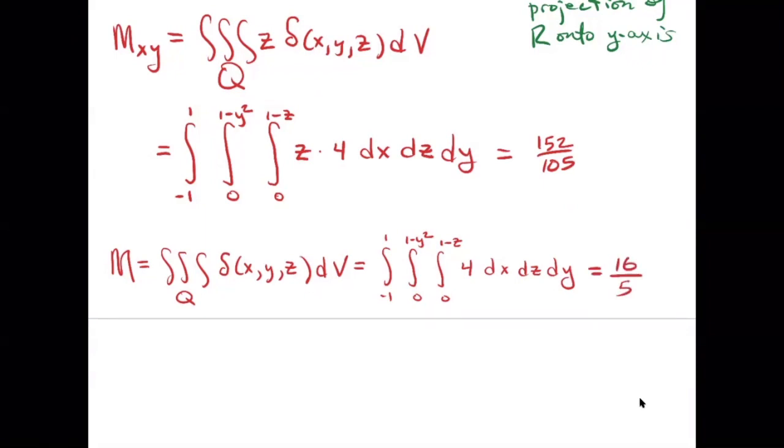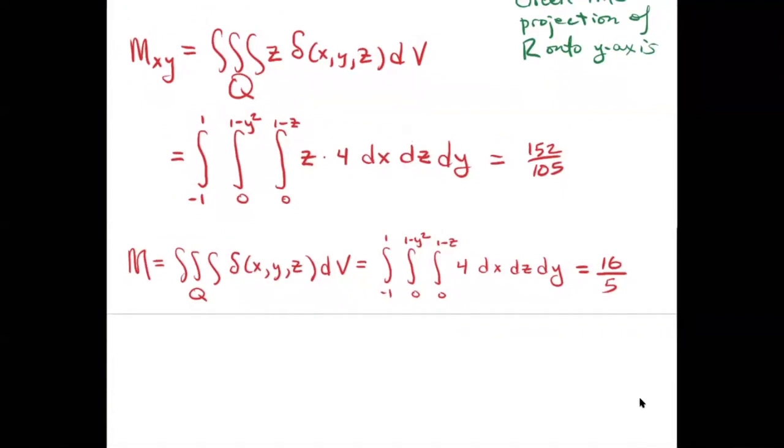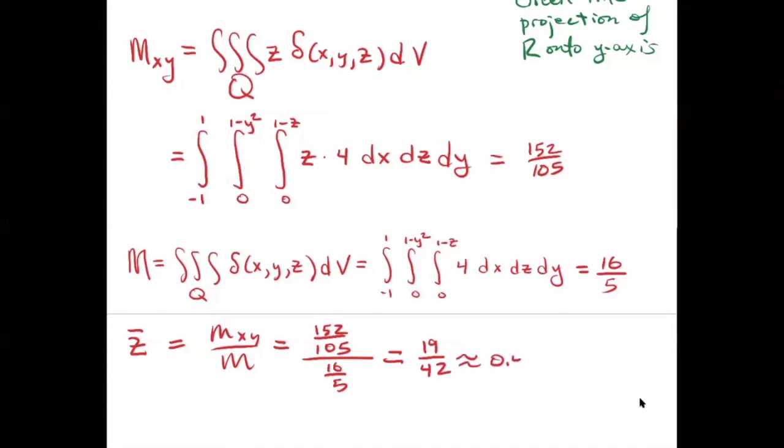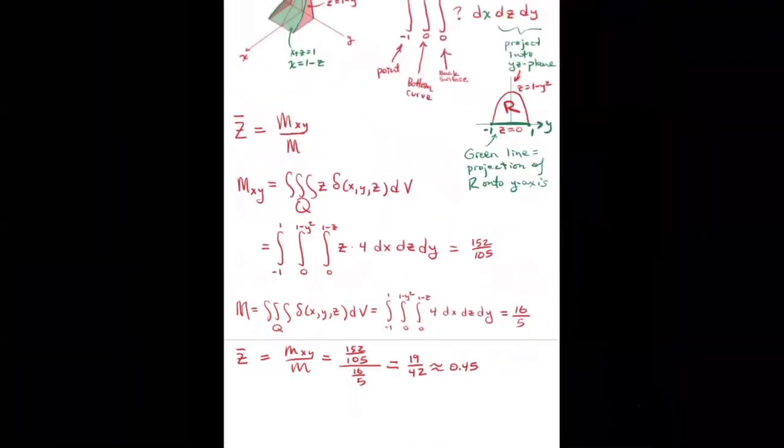Okay. And so then the z coordinate of the center of mass is z bar. And so this is Mxy over M. And so easy enough, 152/105 divided by 16/5. And somehow when you do that, it comes out as 19/42, just simplifying and reducing these fractions, which is approximately 0.45. Okay, so that's just about halfway up, which sort of makes sense.